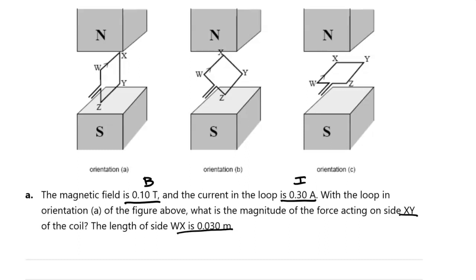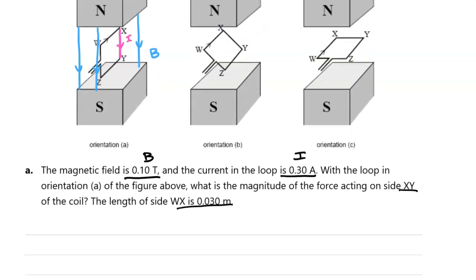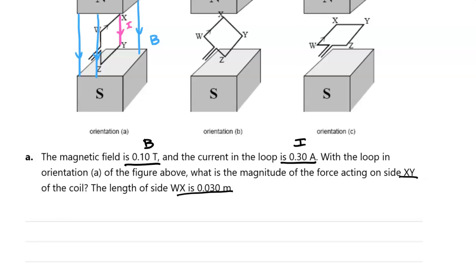This orientation is a little different. We're used to seeing this more in a horizontal kind of plane, but here we have the magnets above and underneath the loop. And remember, the magnetic field needs to be coming out from the north and going into the south. So I'll just draw a couple of field lines here. In this instance, we can see that the current traveling from X to Y, let's draw that in a different color, is parallel to the magnetic field. And because it's parallel to the magnetic field, we have no force acting here.